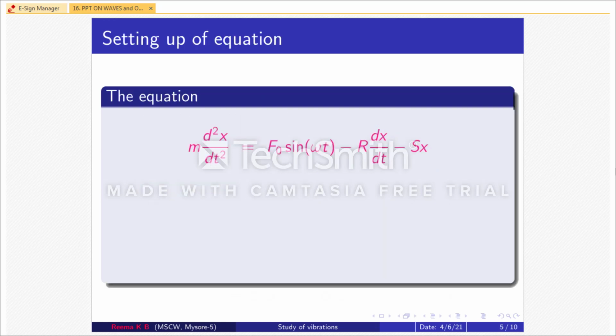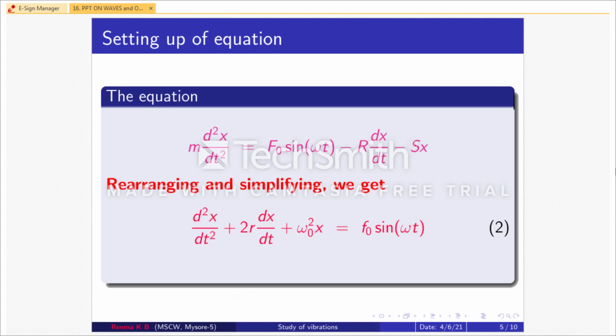m d²x/dt² = F0 sin(ωt) − R dx/dt − Sx. Rearranging and simplifying, we get d²x/dt² + 2r dx/dt + ω0² x = f0 sin(ωt). Let's consider this as equation 2, where r = R/2m, ω0 = square root of S/m, and f0 = F0/m.